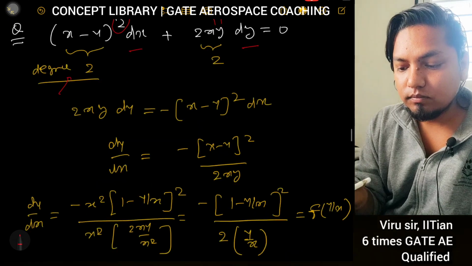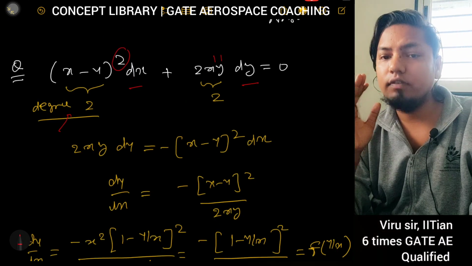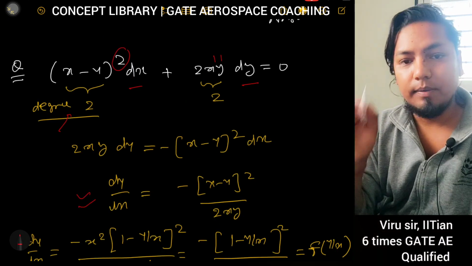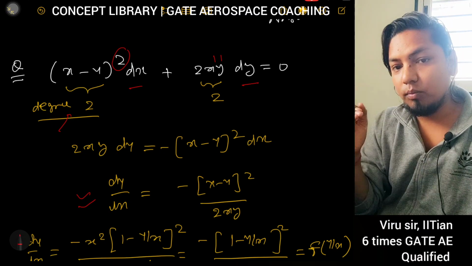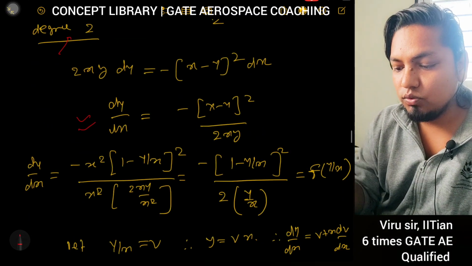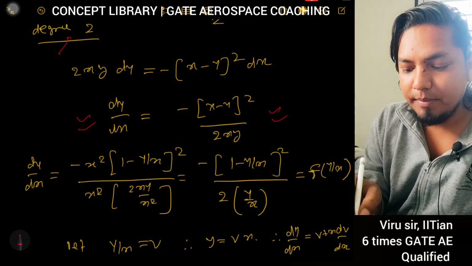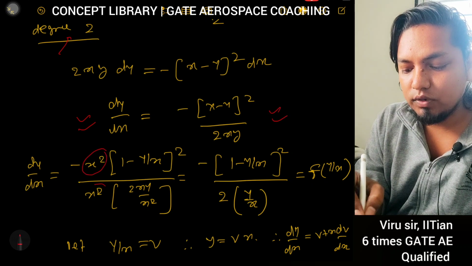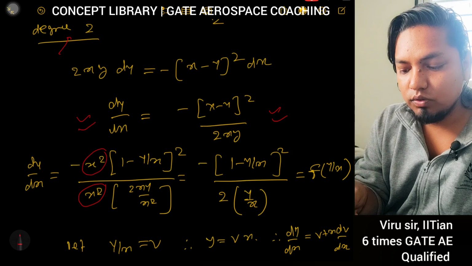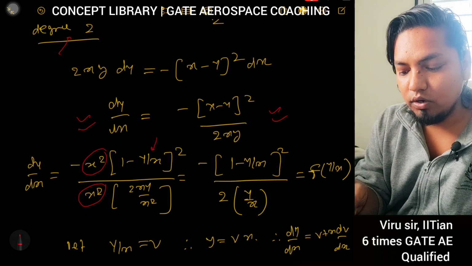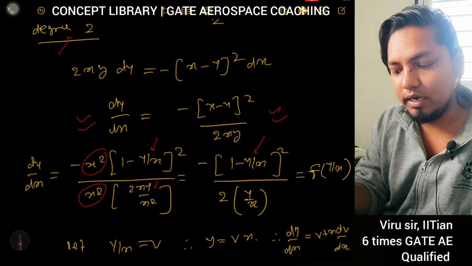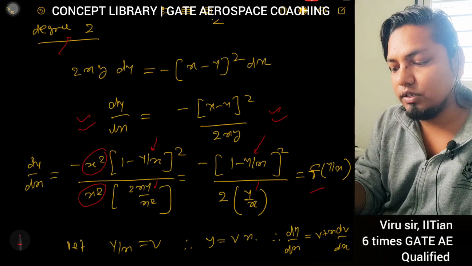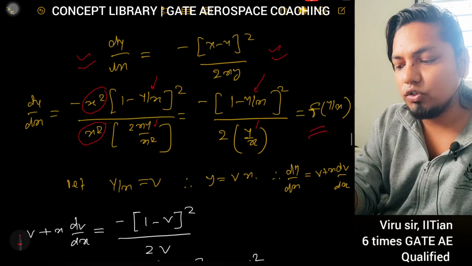So first thing, you rearrange dy by dx. Then you know degree is 2. So from the top you take x square common, from the bottom also you take x square common. So after rearranging like this, I am taking x square common here and x square common here. So here I got y by x, and here I got xy by x square. So if you solve, you'll be having 1 minus y by x, and here you have y by x, and here you got like this, again a function of y by x.